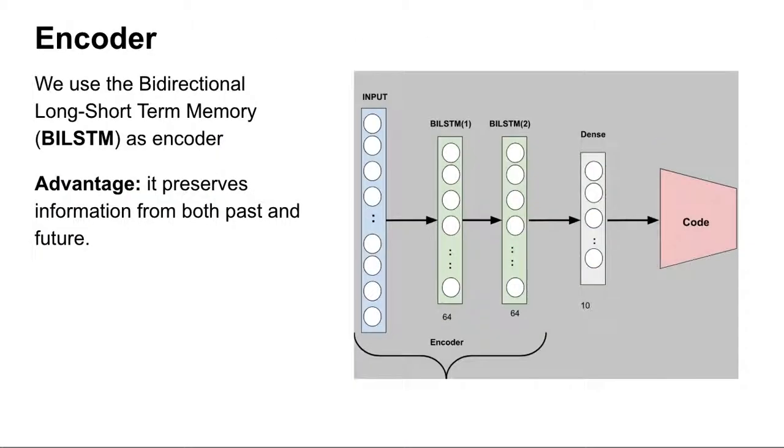So here is showing the part of the encoder. As you can see, the input is passing through 2 layers of bidirectional LSTM, and we have 64 units for LSTM, and at the end we are reducing our input data into 10 dimensions, which we call the latent space. And the advantage of using BiLSTM is that it can preserve information from both past and future.